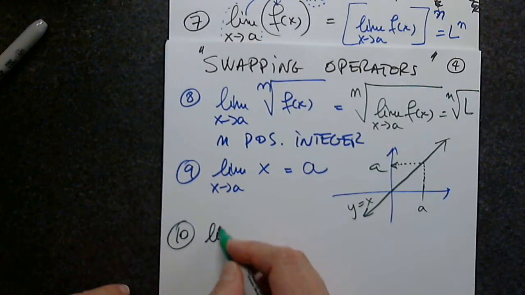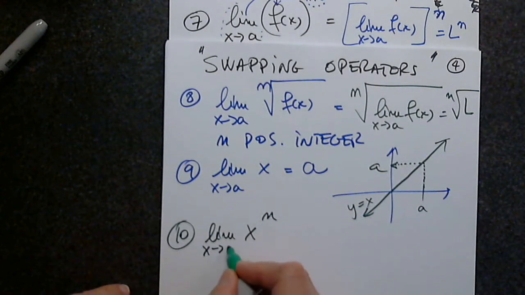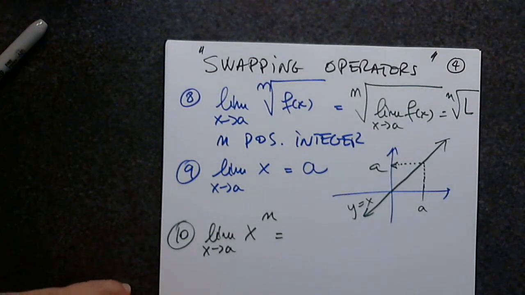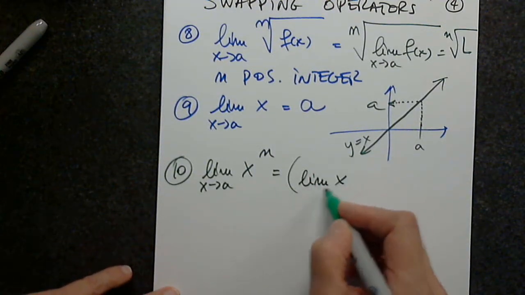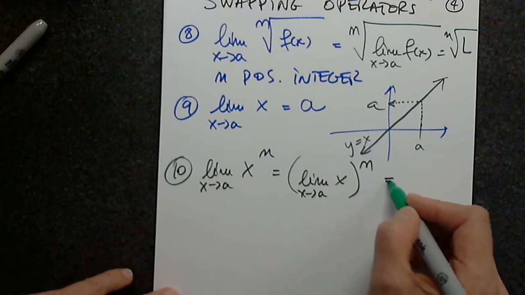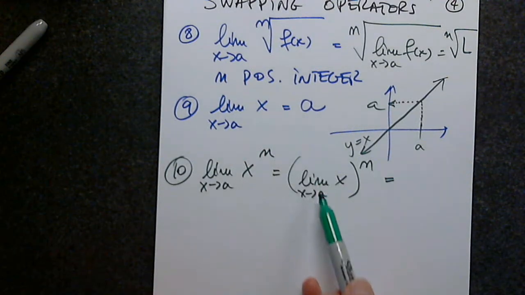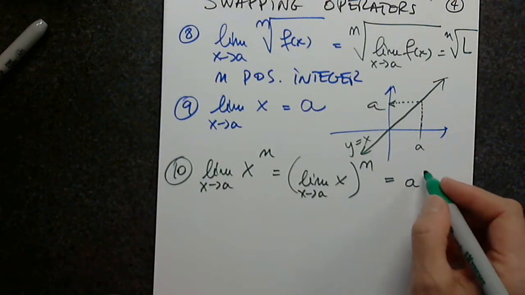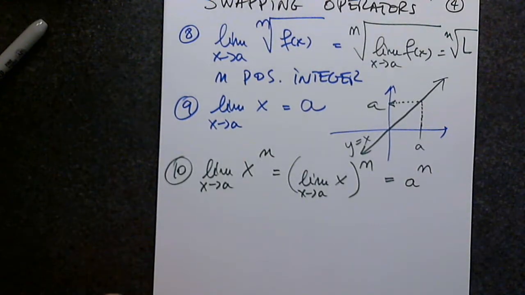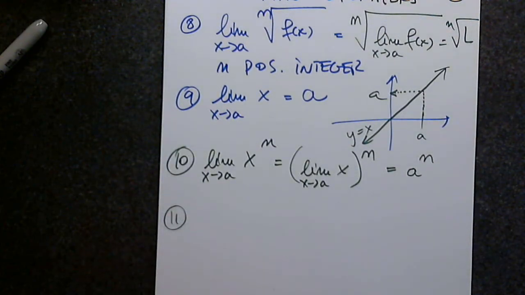Okay, number 10. Again, this should not be discussed, but we have to. What is the answer? Again, I can swap the operators. I can say limit of x as x approaches a, everything to the nth power. And I know what this is. And the answer is a to the nth power. Any questions? Any questions before we look at some examples?